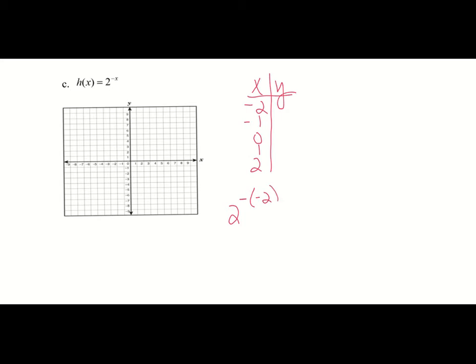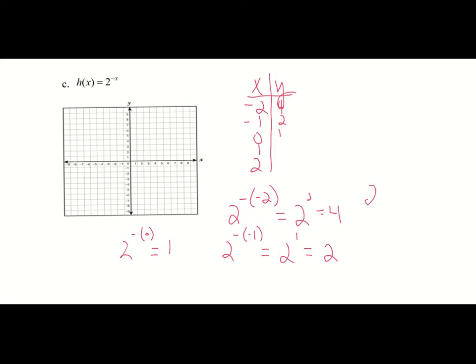And that double negative, -1 times -2, is actually going to give me 2 to the positive 2nd power, or 4. And then we have 2 to the opposite of -1, so it's going to make it 2 to the 1st power, and that is going to equal 2. Now, the nice thing about 2 to the opposite of 0, the opposite of 0 is 0. Anything to the 0 power equals 1.